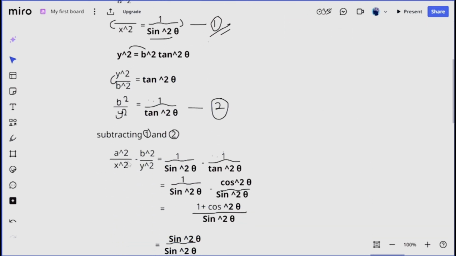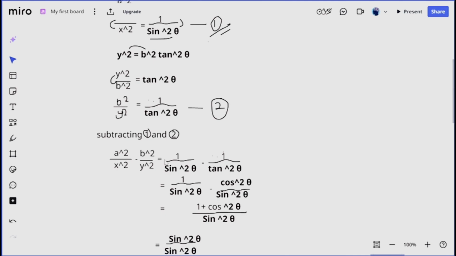Subtracting 1 and 2, you'll get a square by x square minus b square by y square is equal to 1 by sin square theta minus 1 by tan square theta. So, what is the tan square theta value? It is sin upon cos, isn't it? And 1 by tan square theta is cot square theta, and cot square theta is cos by sin. So, that's what I wrote: 1 by sin square theta minus cos square theta by sin square theta.